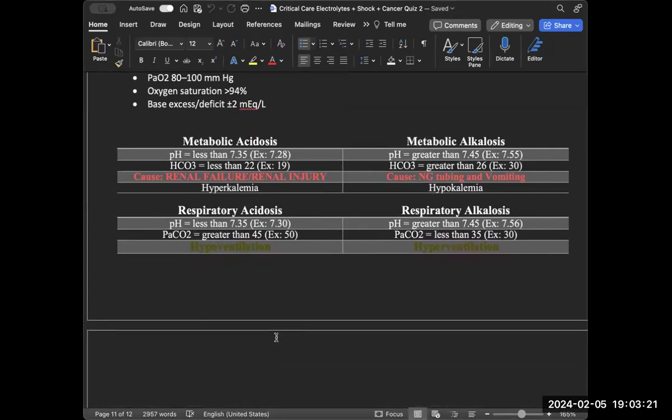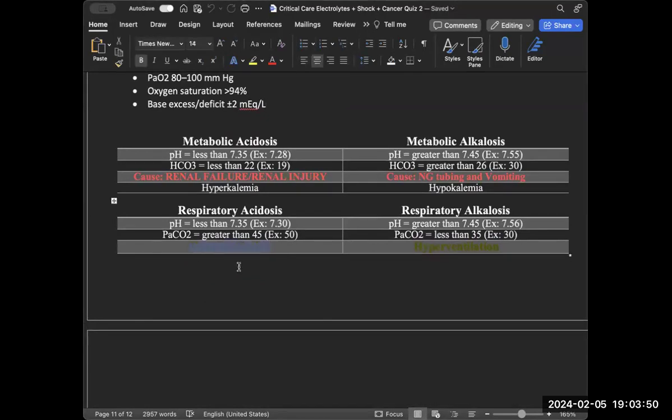So for respiratory acidosis, the pH will be less than 7.35, but the PaCO2, because we're talking about respiratory, will be greater than 45. So in a respiratory problem, I know that the pH and the PaCO2, one goes up, one goes down, and vice versa.